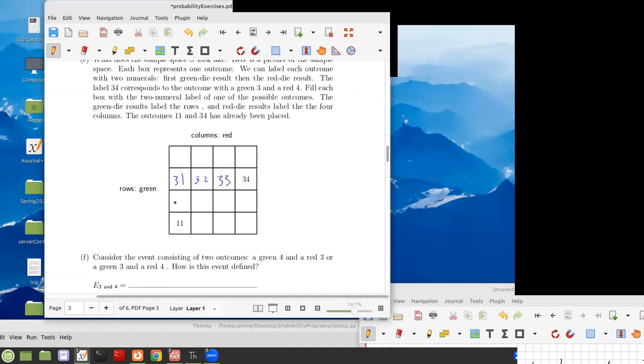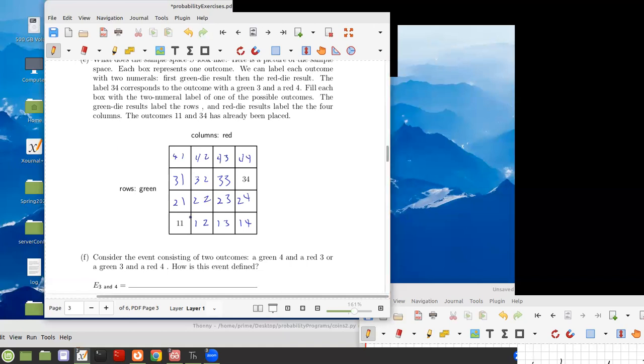So this is going to be green 2, 1. So it's going to be 2, 2, 2, 3, 2, 4. This will be 1, 2, 1, 3, 1, 4, and 4, 1, 4, 2, 4, 3, 4, 4.